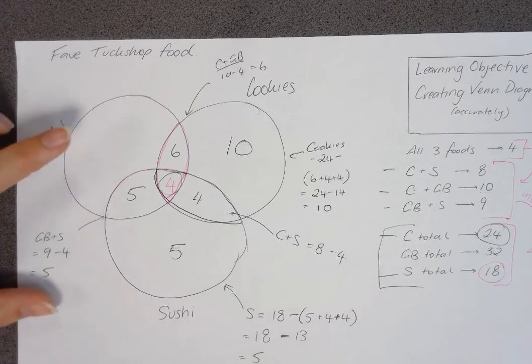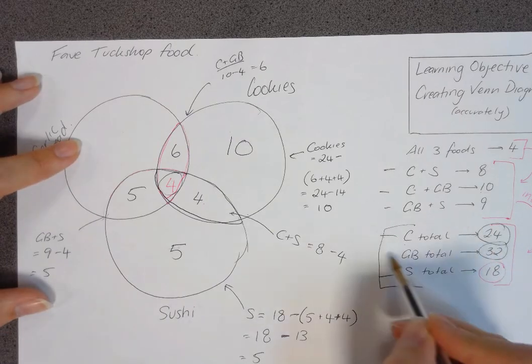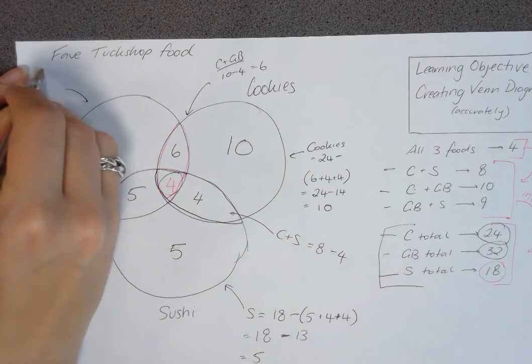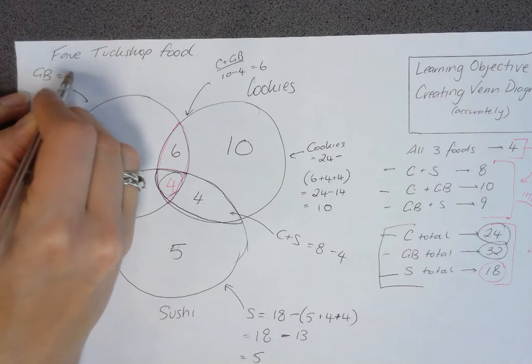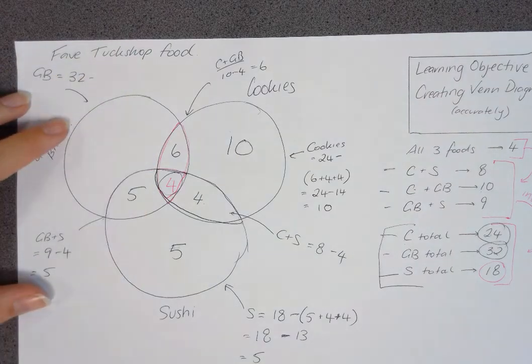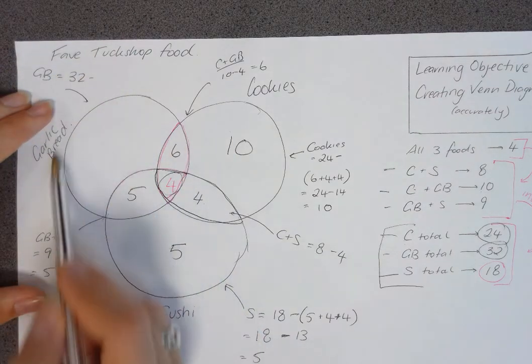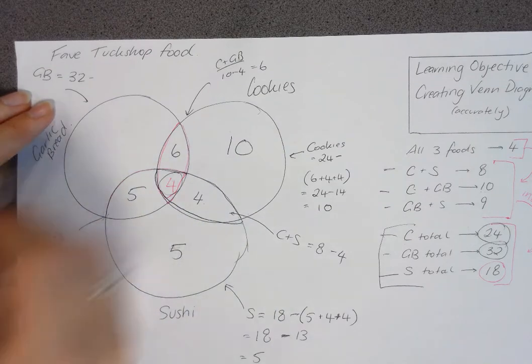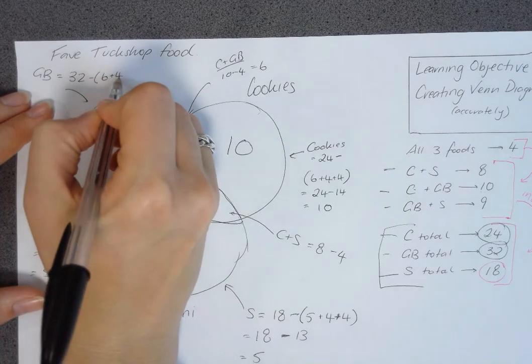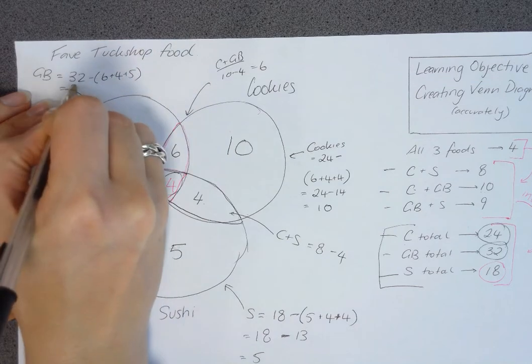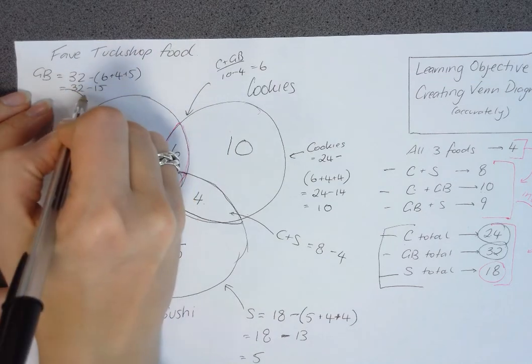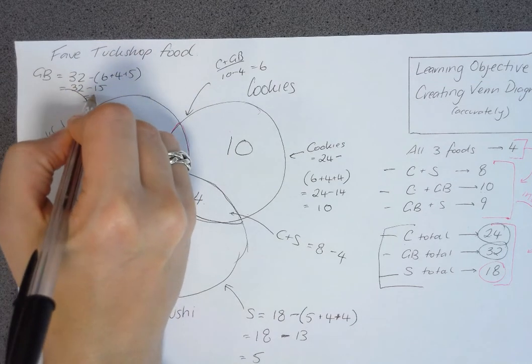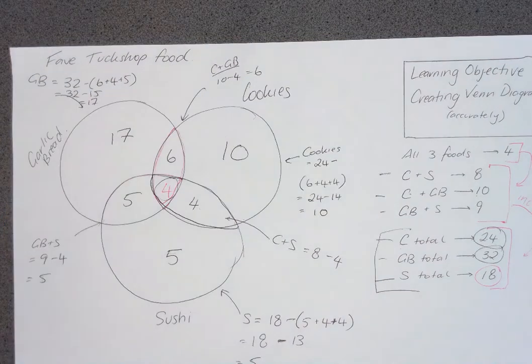Our final one here is garlic bread, and we've got 32. So garlic bread will equal 32. Take away whatever we've already got inside this circle. So we are taking away a 6, a 4, and a 5. 32 take 6 plus 4 plus 5, which is 15, which is 17. So we're going to have 17 sitting in there.